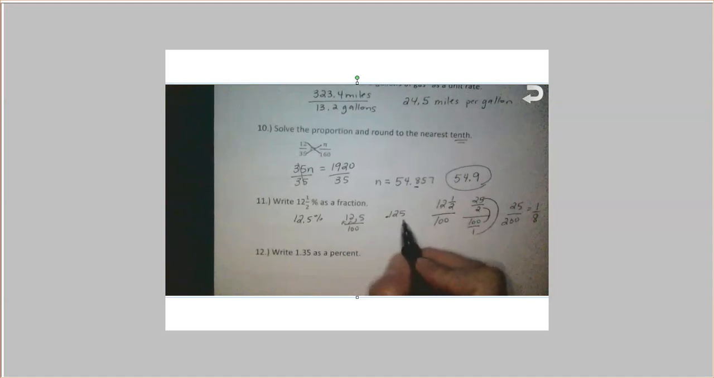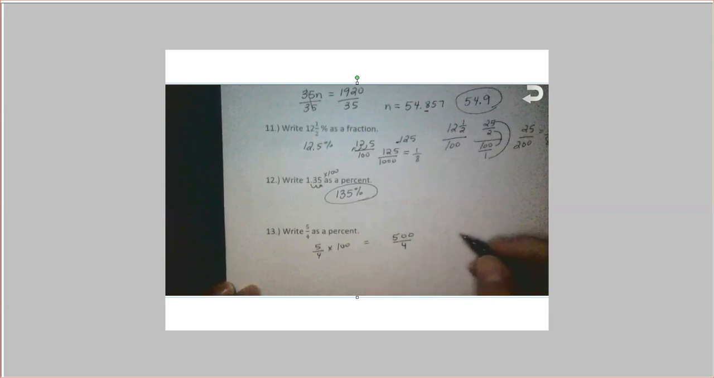I stopped too short here, but this is tenths, hundredths, thousandths. That would be 125 over 1,000, and that will reduce down to 1 over 8. So just 2 different ways to work that kind of problem. So number 12, given that decimal and trying to convert that to a percent, I would simply just multiply that by 100, which shifts that decimal over 2 spaces, and that would be 135%.